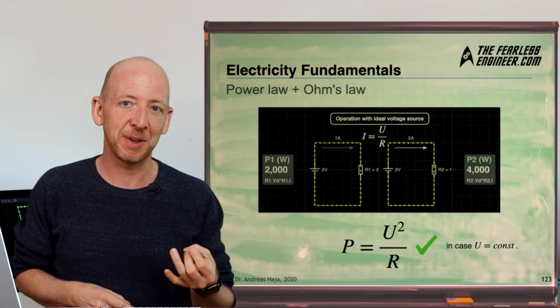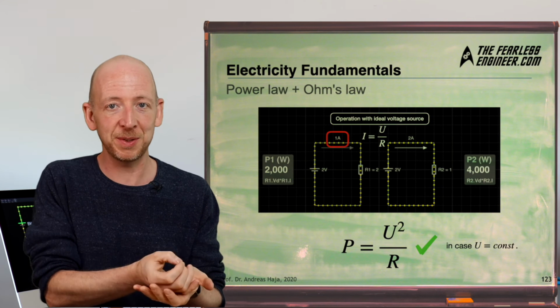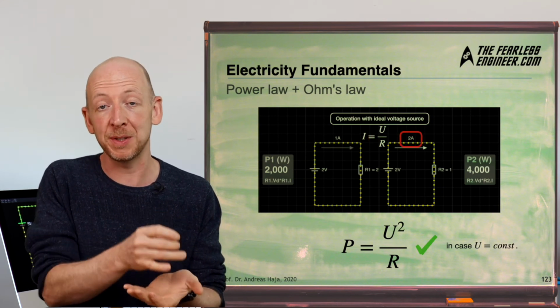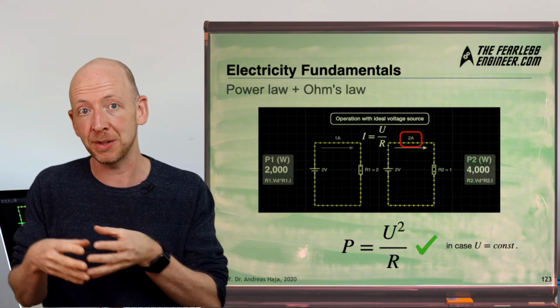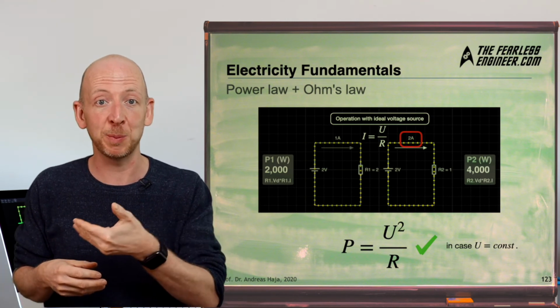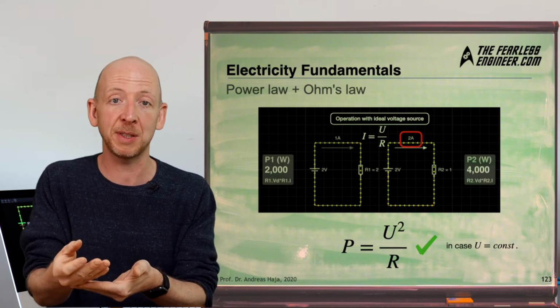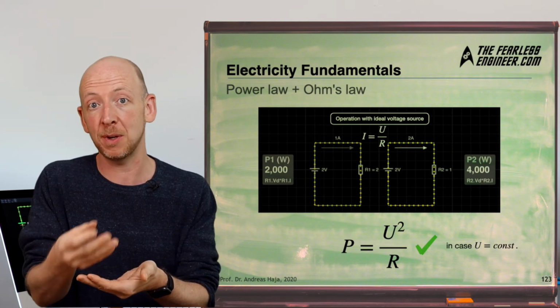Now the answer can be found in the current itself. If we reduce the resistance by half, then the current increases from 1 amp to 2 amps, which is in the equation P equals I squared times R. The resistance has been reduced by half, but the current has doubled. And since the current is quadratic, we also get a value of 4 watts at 2 amps of current flow.